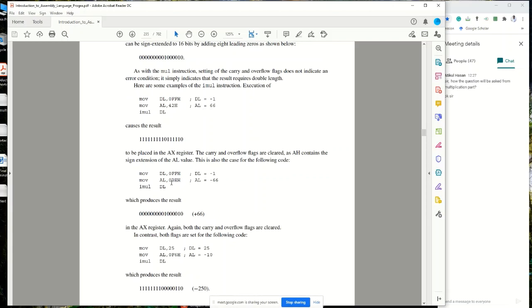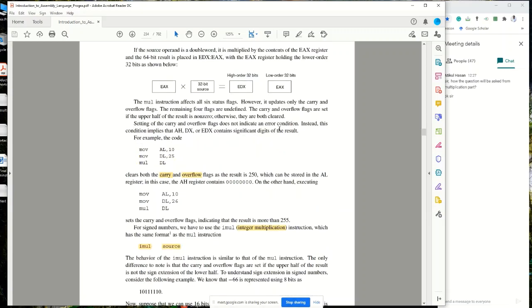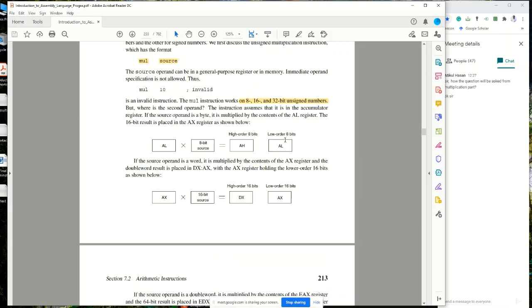Let us have another example. Let's say we are multiplying minus 1 and minus 66. What will be the result? Plus 66, right? So do you think that we can store plus 66 into an 8-bit register here? Yes, sir. We can store it, right? So do you think that we need to activate the two status flags? No, sir. No, why not?